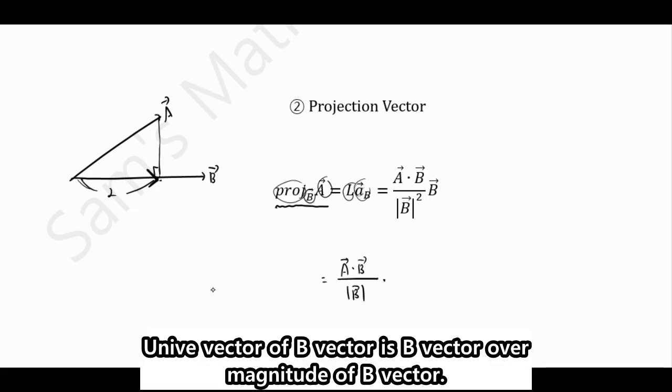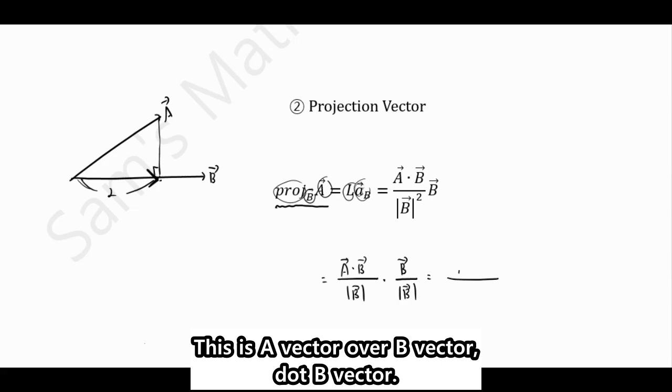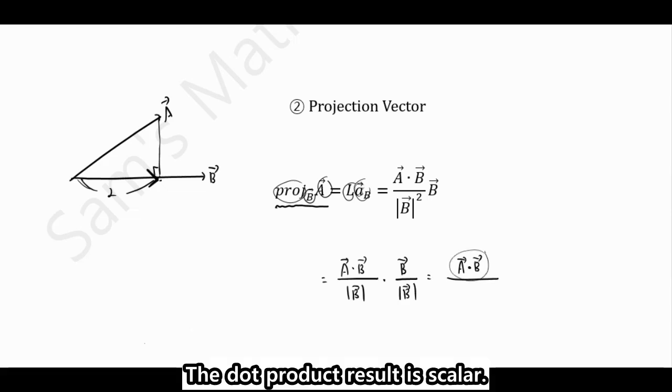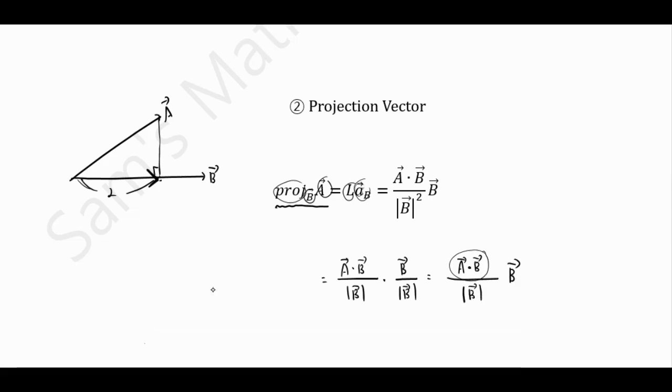The unit vector of B vector is B vector over the magnitude of B vector. So this is A vector dot B vector. The dot product result is a scalar. Multiply by B vector over the magnitude of B vector squared. This is the projection vector.